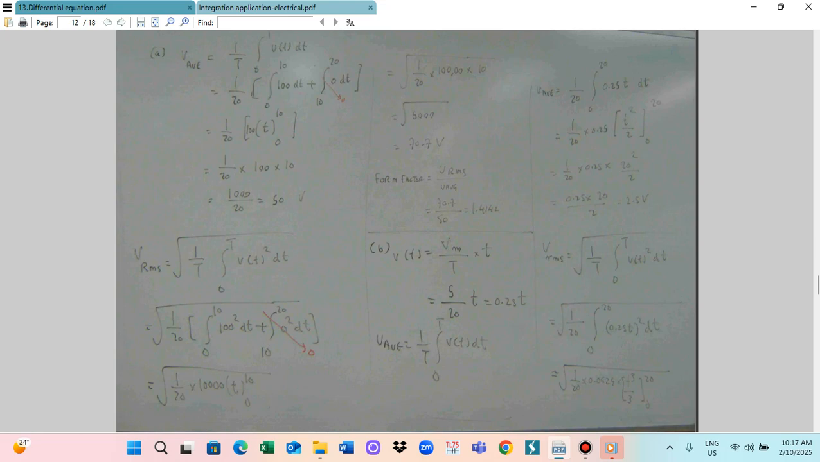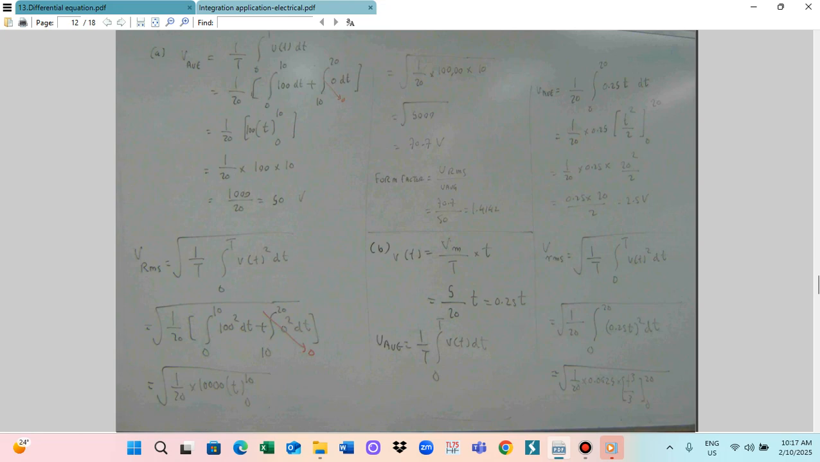The formula is the square root of 1 by T, integration 0 to T, v(t) square dt. So this is the generalized formula. In this case, T is the value that we can substitute. T is 20, so 1 by 20, and you integrate from 0 to 10.